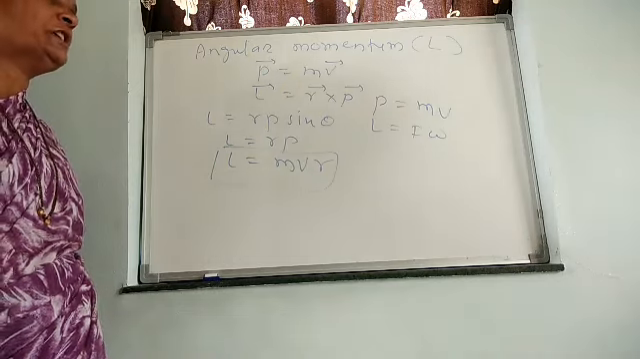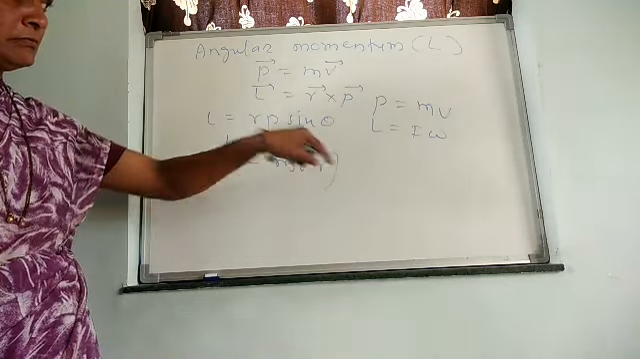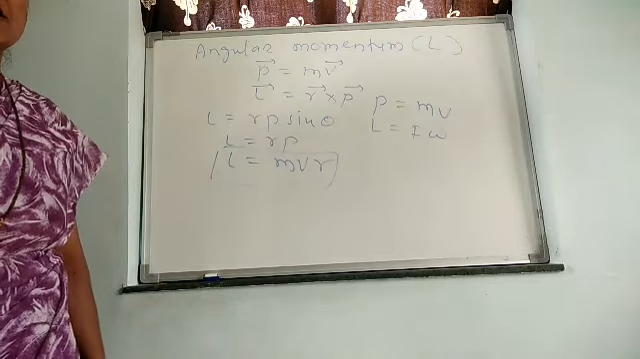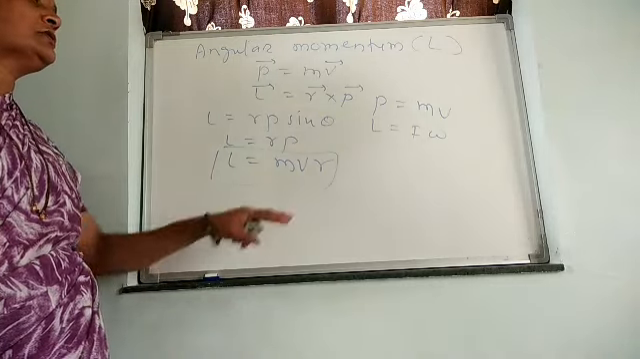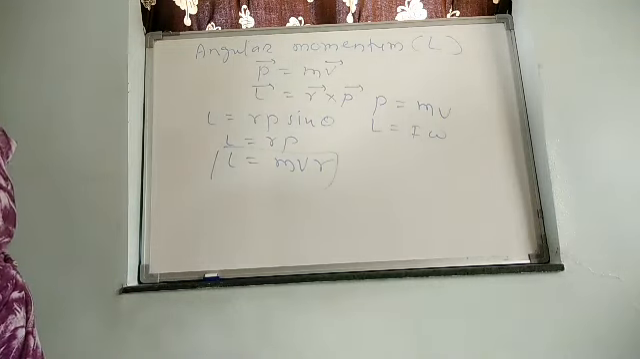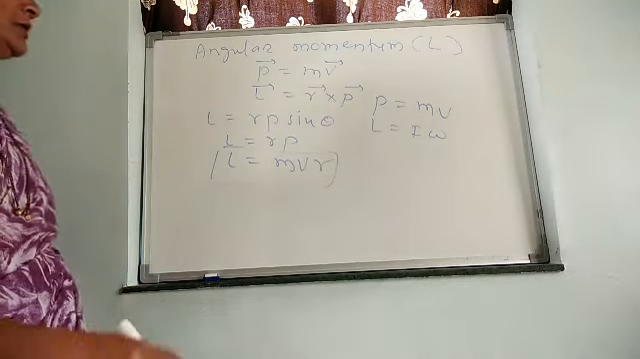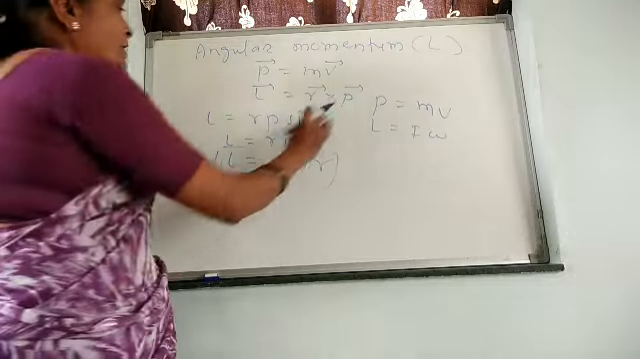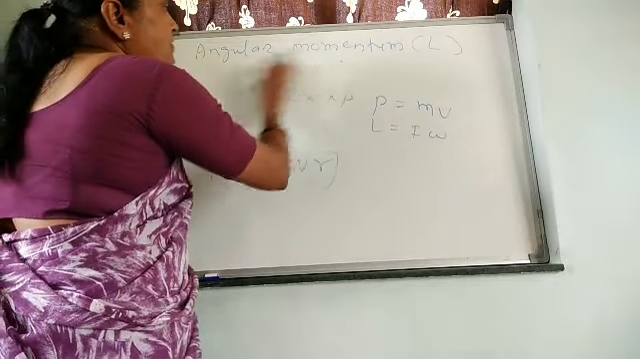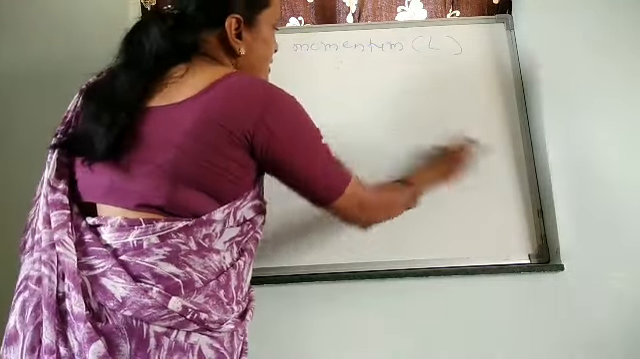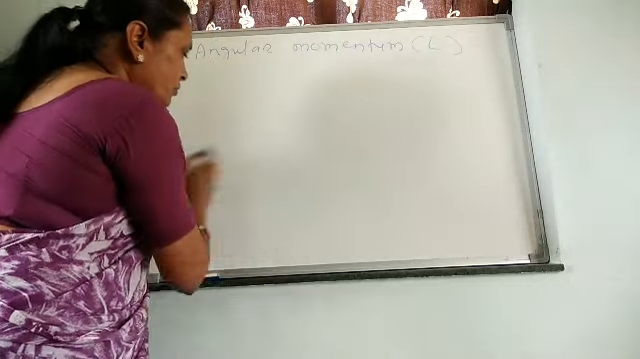That role was played by this moment of inertia, that is I, in case of rotational motion. This is also one of the physical significance, that is mass and moment of inertia. These are analogous terms. Now we are going to find out an expression for angular momentum, that we have to prove that L is equal to I into omega. How do we prove this expression?